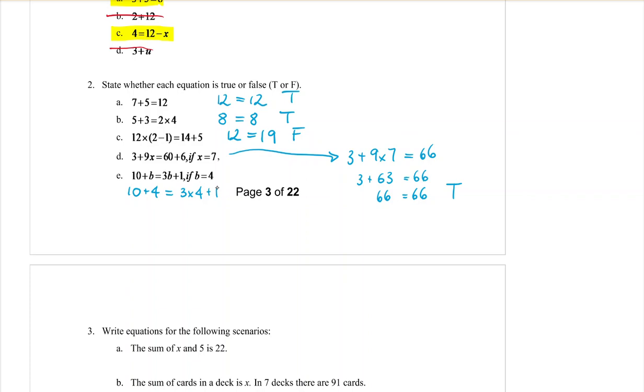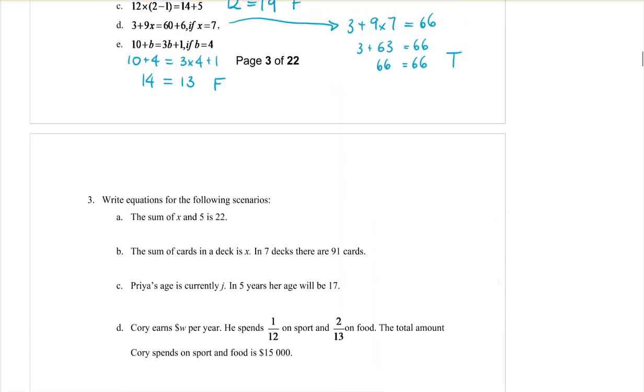I need to work out each side. On the left-hand side, 10 plus 4 makes 14. On the right-hand side, 3 times 4 is 12, plus 1 makes 13. So they are obviously not equal, so that is false. All right, let's go to the next page.